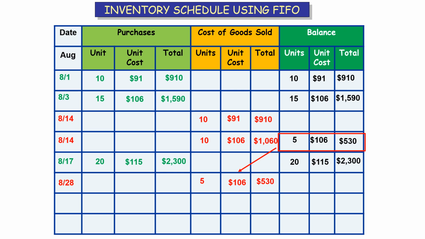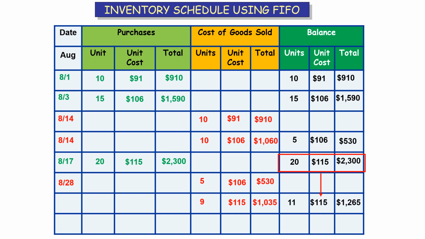Since we are using FIFO, which means the ones that were purchased first are considered sold first, we are going to use the first purchase, which is 5 units. So I'll take all those 5 units because I sold 14. Since I sold 14, I need another 9, and I will take that from the next purchase, which is 20 units at $115.